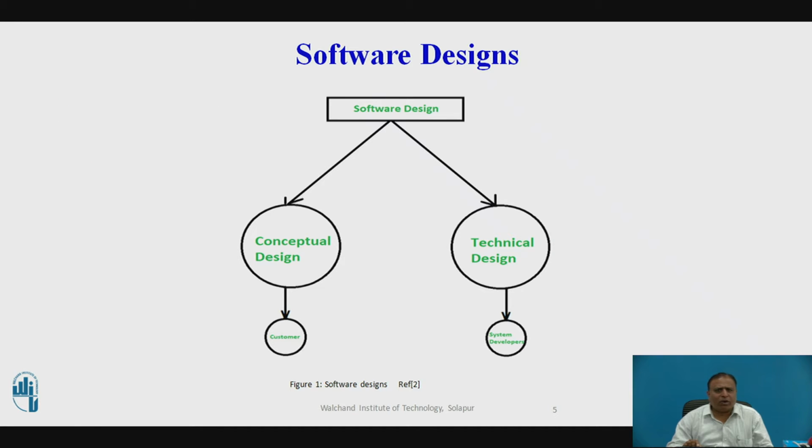So this is the diagram of the software design. The software design has two arms, one for conceptual design and the second for technical design. So conceptual design relates to the customer and technical design relates to the system developer.